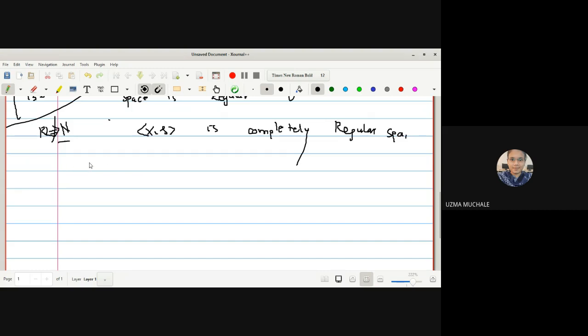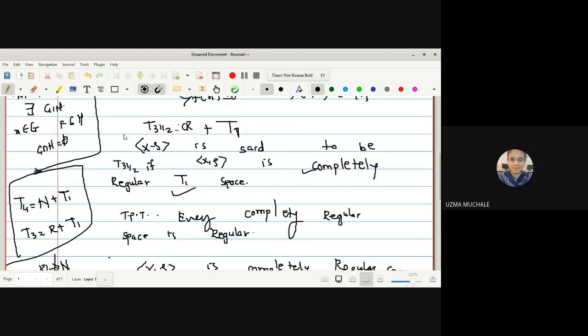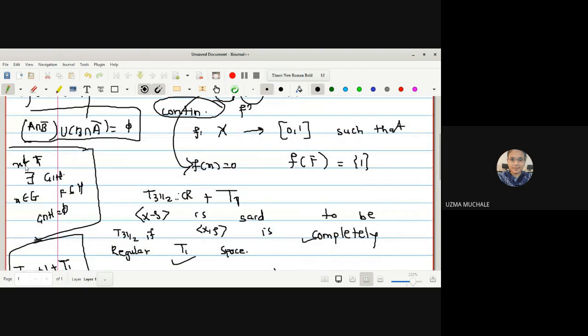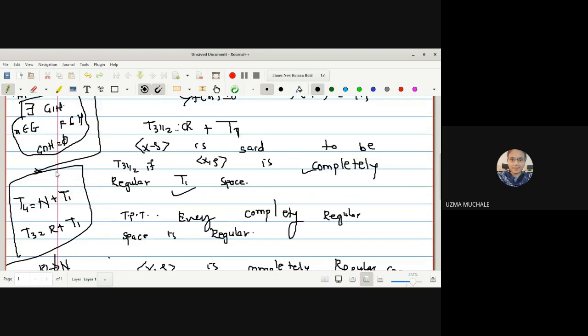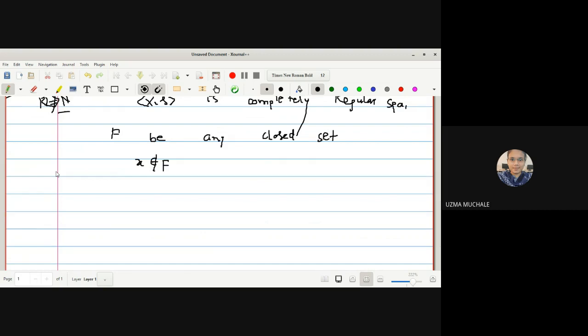To prove any space to be a regular space, what should we find out? Let F be any closed set which does not contain the point x. This is our assumption. What is the definition of a regular space? F is a closed set which does not contain the point x, and if we are able to find two disjoint open sets, one containing the point x and another containing the closed set. So we have started with the assumption that F is a closed set which does not contain the point x.